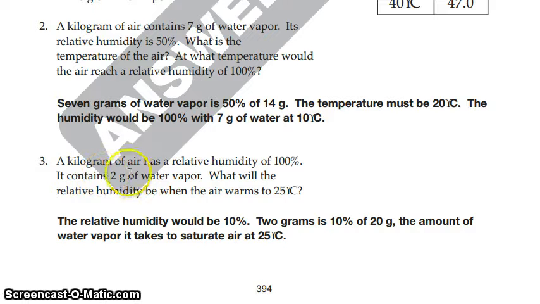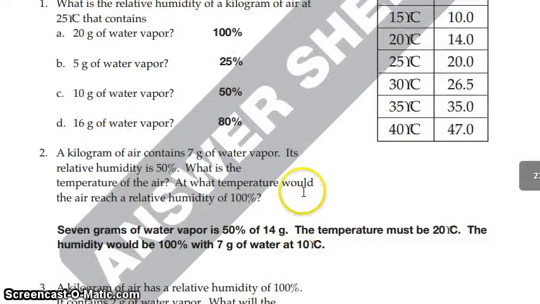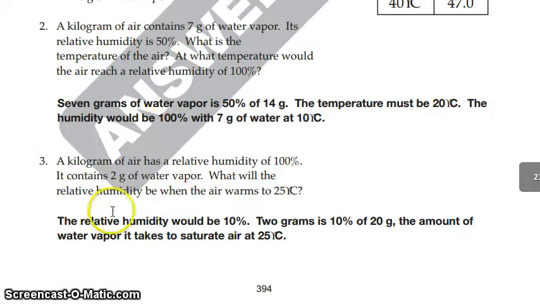It has here, if a kilogram of air contains 2 grams of water vapor, what will the relative humidity be when the air is warmed up to 25 degrees Celsius? So, again, at 25 degrees Celsius temperature, it can hold 20 grams of water vapor. 20 grams of water vapor would go on the bottom. 2 grams of water vapor is what's in the air, that goes on top. 2 divided by 20 gives us 0.1 times 100, and that would give us 10% for the relative humidity.